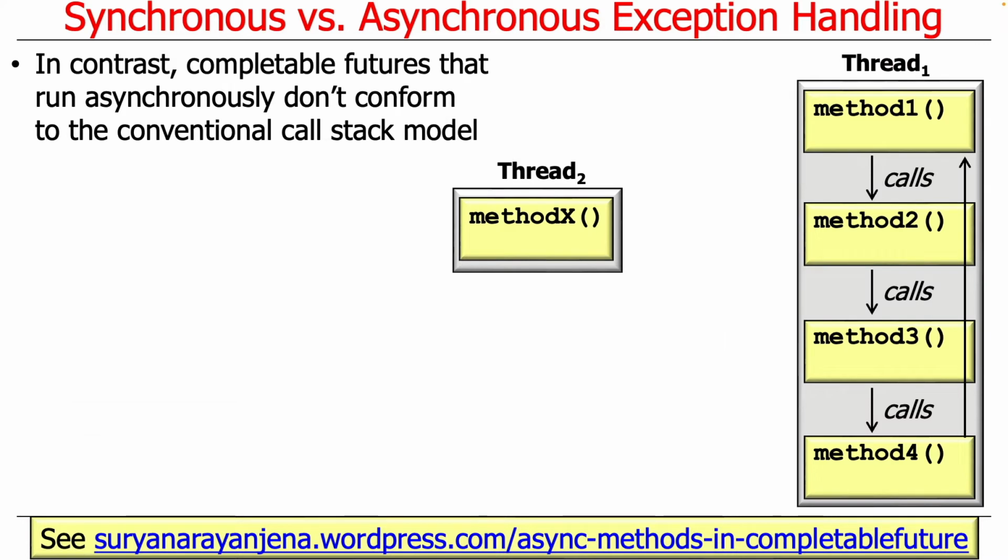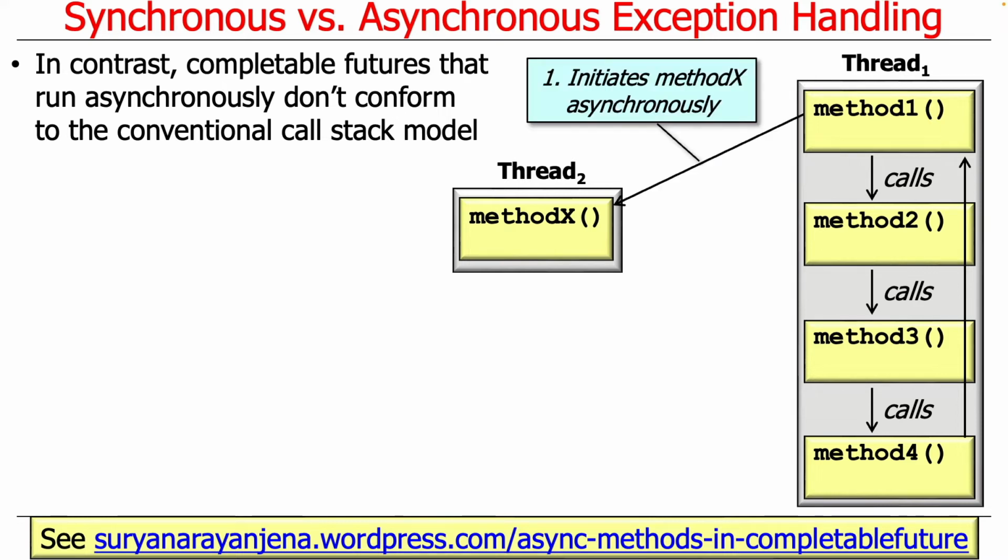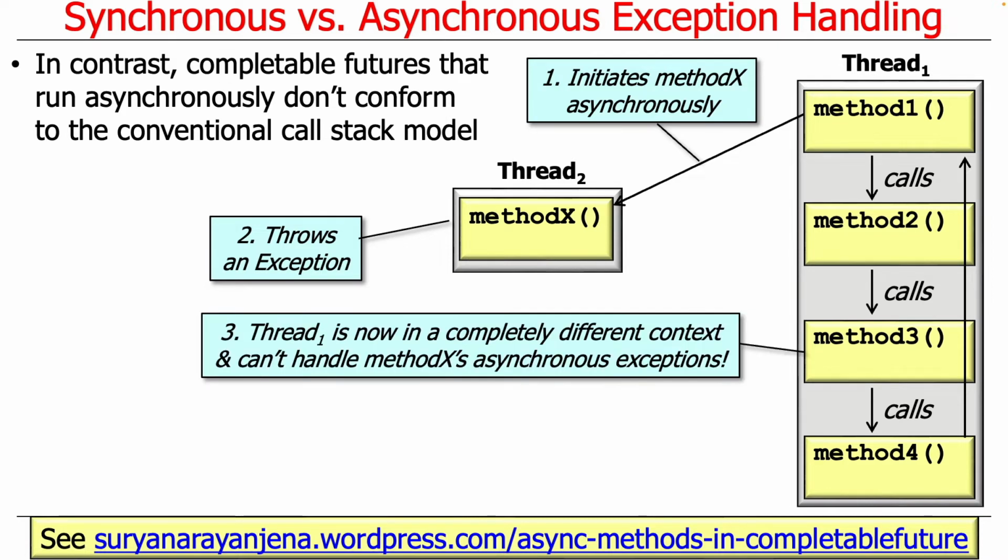So this leads to all kinds of weird, quirky things if you don't think about it and you don't design APIs to handle it. So let's say, for sake of argument, here's thread 1, and it invokes method X asynchronously using supplyAsync or something like that. So thread 2 now is running method X. And thread 2 can throw an exception because something can go wrong. And now thread T1, or thread 1, is in a completely different context. It's gone off and called method 2, which called method 3, and so on.